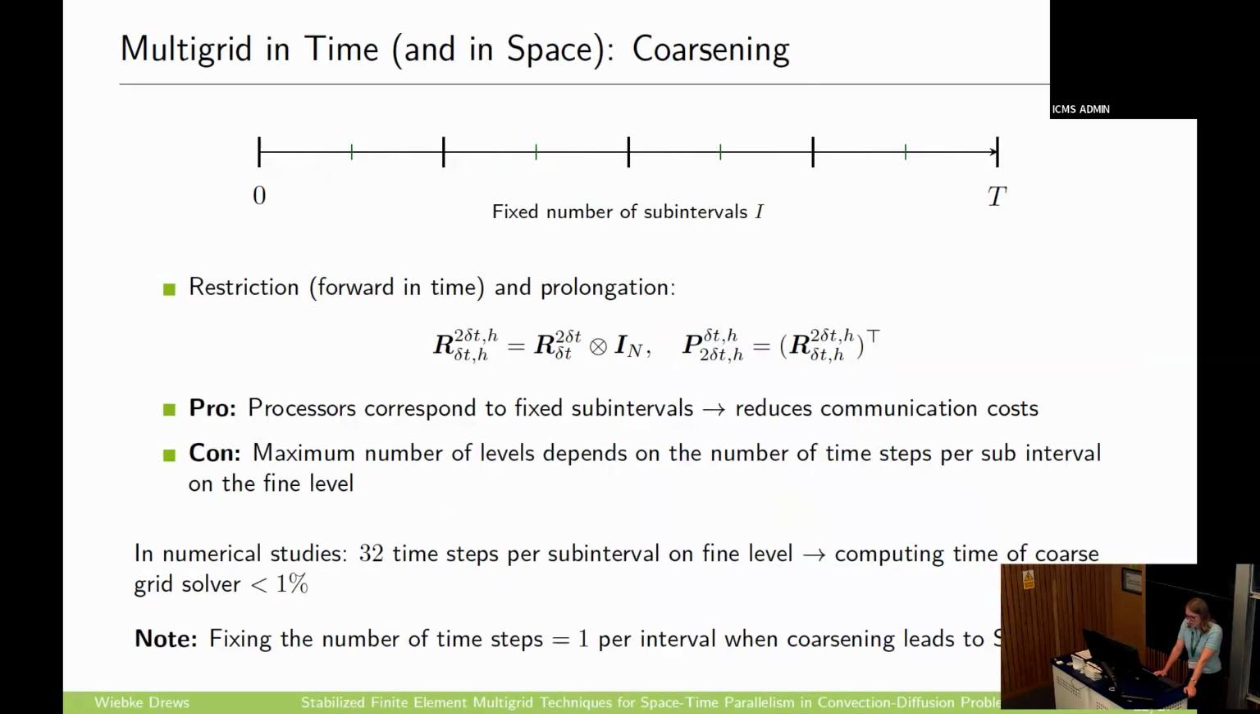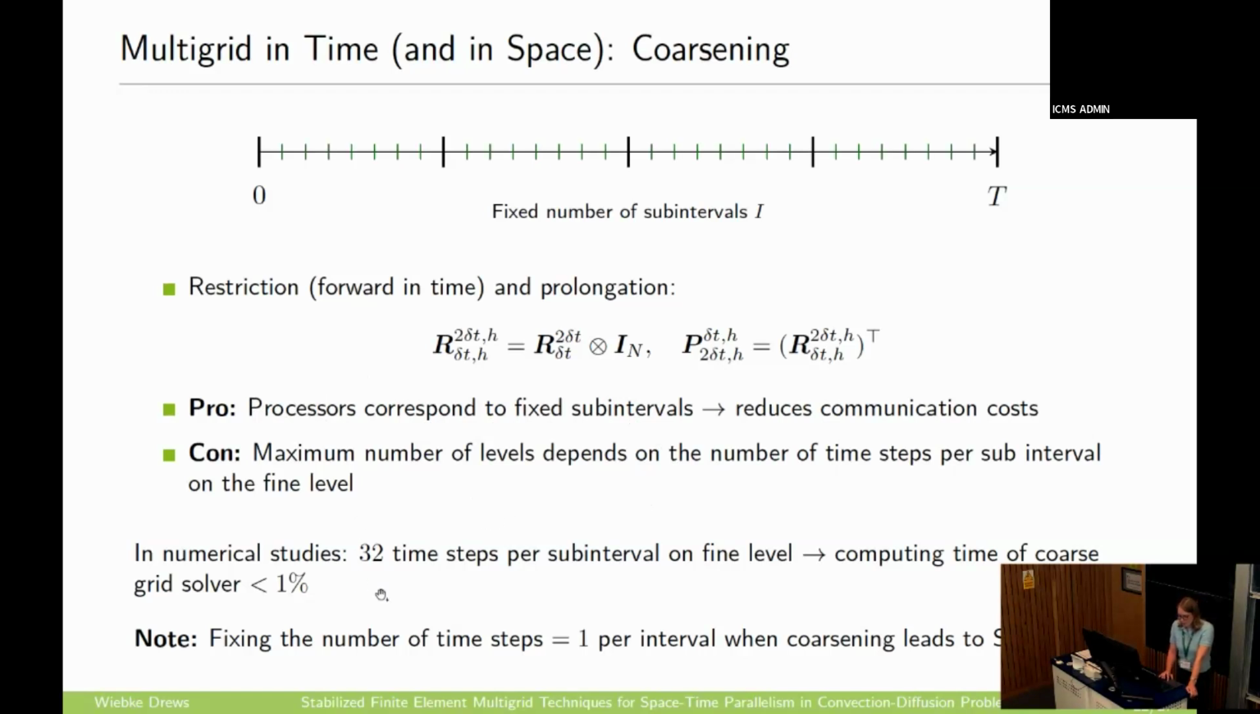Then about coarsening, we have a fixed number of subintervals, which is 4 in this case. And if we coarsen, we have a larger time step size. So we want the number of time steps per interval to be reduced. This is not that bad because then our processors correspond to fixed subintervals, which may reduce communication costs. But this also limits the number of levels we can have.